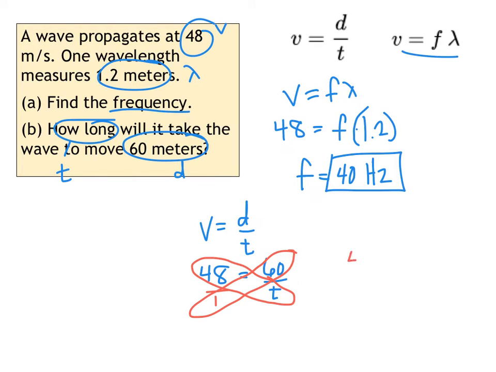And I get 48 times t is equal to 60. And now that it's just a straight across equation, no fractions, it's a little bit easier to see what to do. I divide both sides by 48, and my time is 1.25. Again, I'm working all in standard units, so that's going to be in seconds.